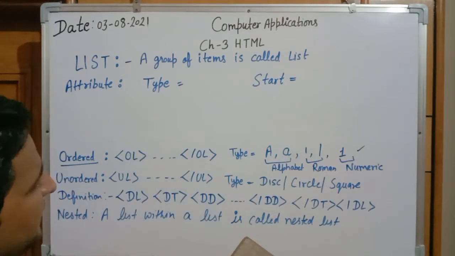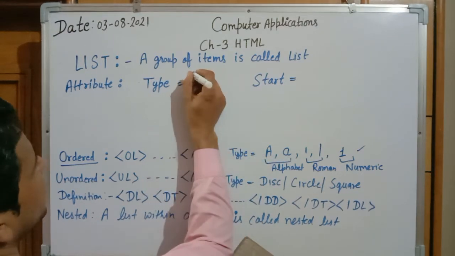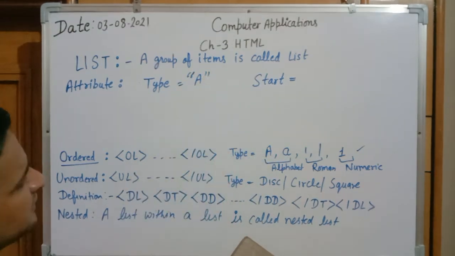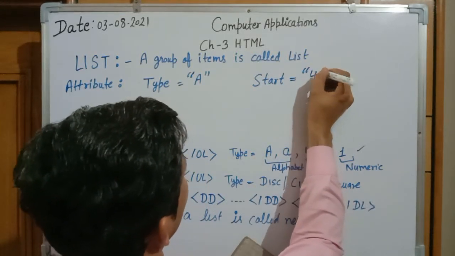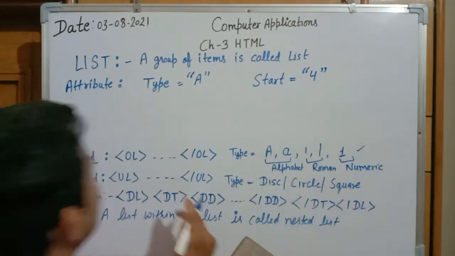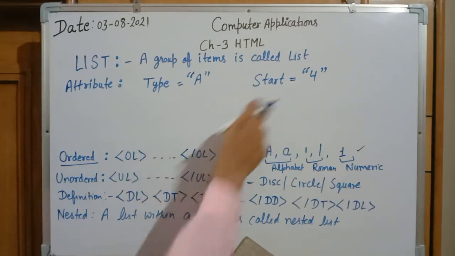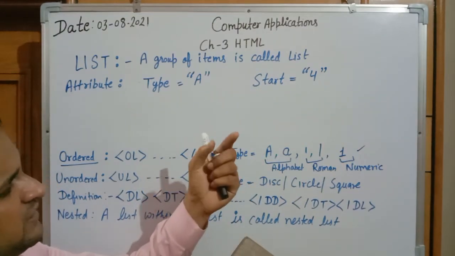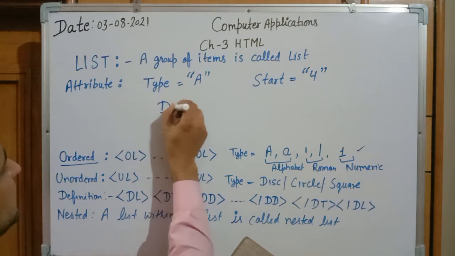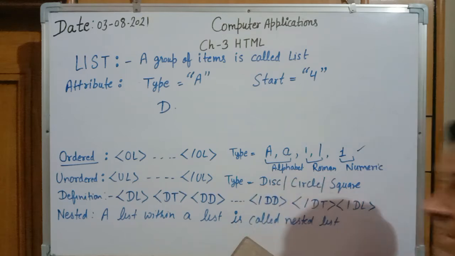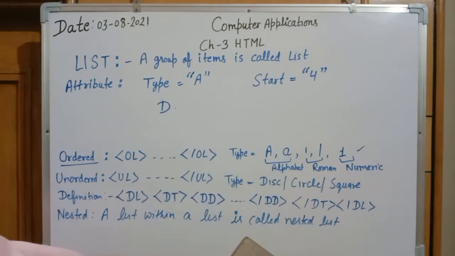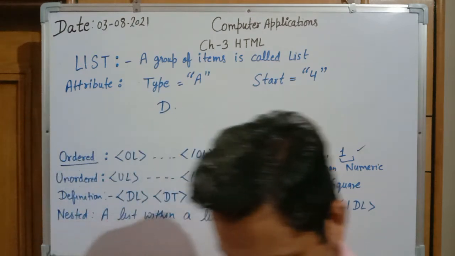See now. If I want to write the caps letter, I will write here type A. I want to start the list from D, so I will write here 4. It means in caps alphabet, what is the fourth value? A, B, C and D. So it will type the list with D sequence. Start will tell the starting position of the list and type will tell the type of list, which type of sequence we want to prepare. Now go through example number 12 on page number 106.